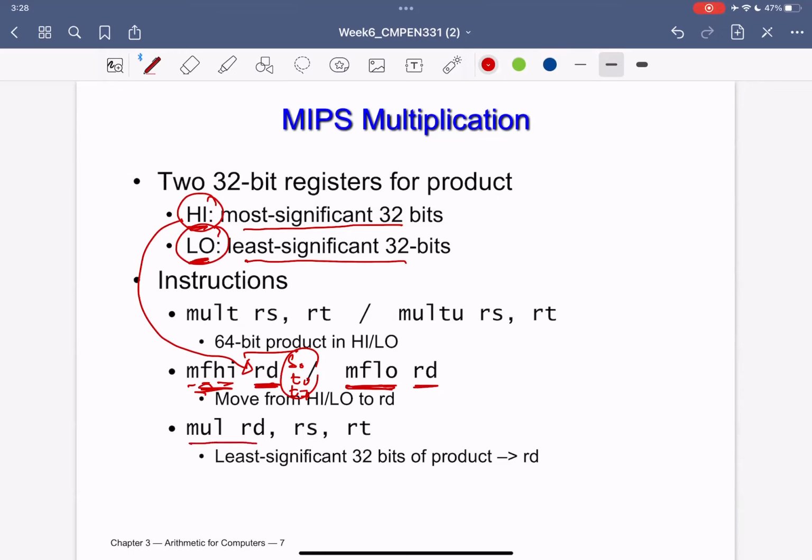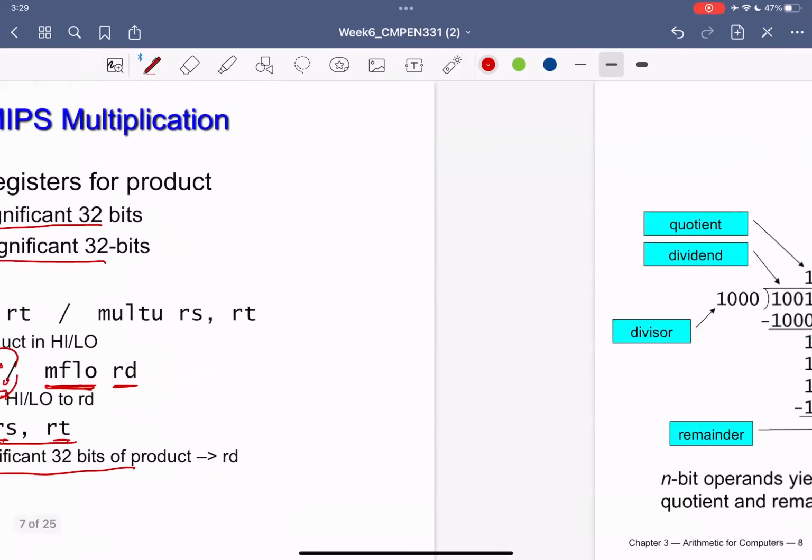Suppose that I have used this instruction in MIPS, mul RD, RS, RT. Since this RD is only 32 bits, it won't be able to hold the whole 64 bits. So will it hold the least significant 32 bits, or the most significant 32 bits? Actually, it will hold the least significant 32 bits of the product. So basically, whatever is in this RD will be exactly what is in low in that particular case.